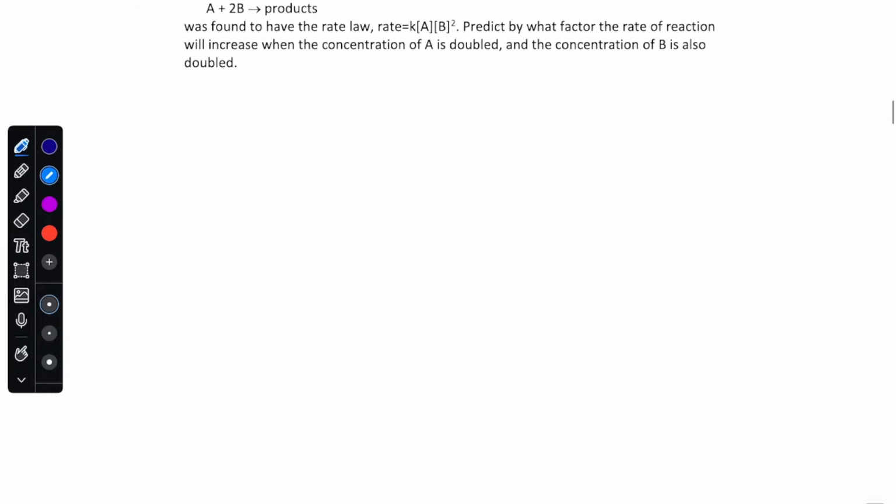All right, question 8. The reaction A plus 2B to products was found to have the rate law rate equals K times A times B squared. Predict by what factor the rate of reaction will increase when the concentration of A is doubled and the concentration of B is also doubled.